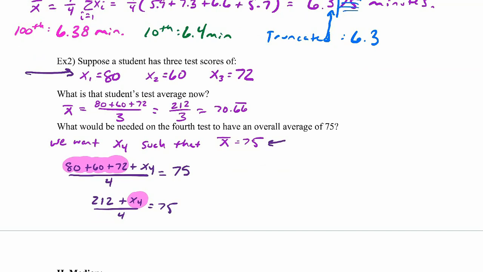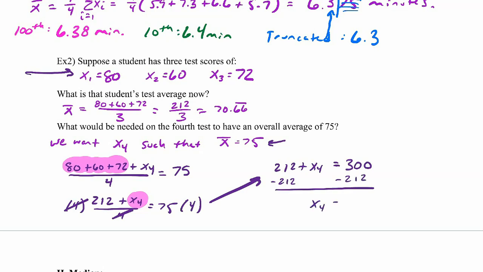To get rid of something in a denominator, you multiply. So I'm going to multiply both sides of this equation by 4. These are going to cancel out. I'm going to be left with 212 plus X4 equal to 75 times 4, which is 300. Now we can subtract the 212. It looks like this student's going to need an 88 on the 4th exam in order to bring their average up to a 75.